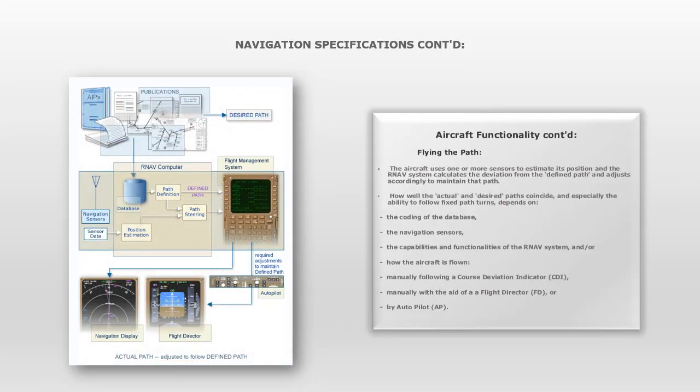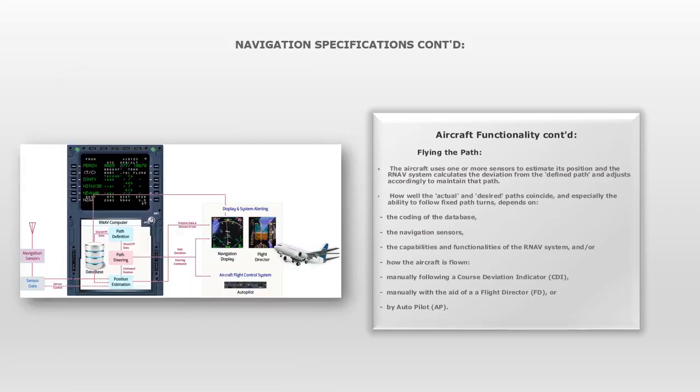Aircraft functionality. Continue. Flying the path. The aircraft uses one or more sensors to estimate its position, and the RNAV system calculates the deviation from the defined path and adjusts accordingly to maintain that path. How well the actual and desired paths coincide, and especially the ability to follow fixed path turns, depends on the coding of the database, the navigation sensors, the capabilities and functionalities of the RNAV system, and/or how the aircraft is flown: manually following a course deviation indicator, manually with the aid of a flight director, or by autopilot.